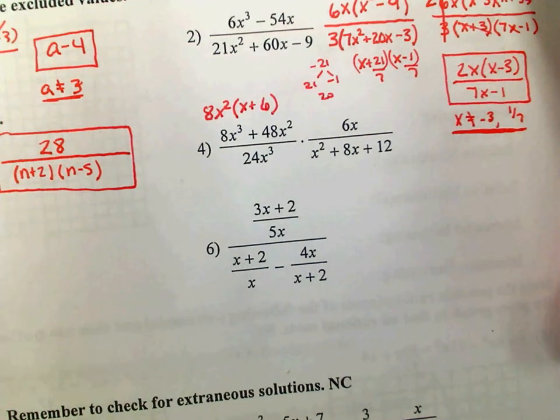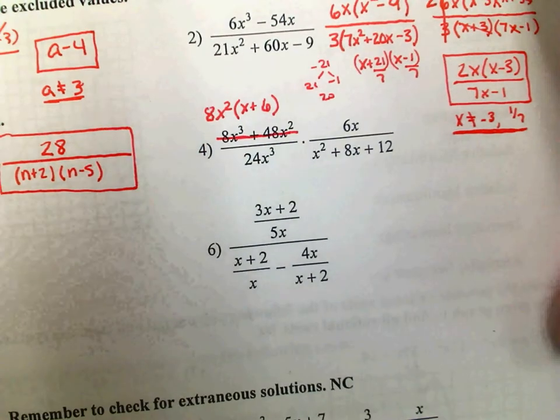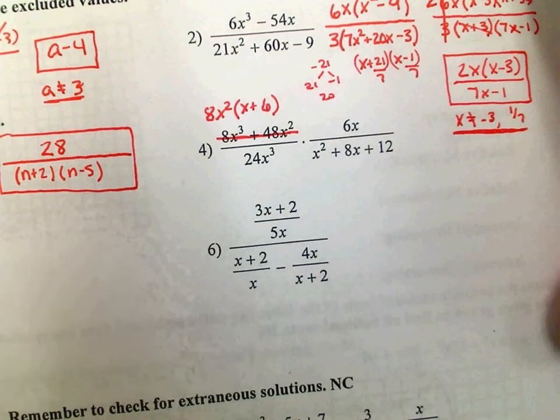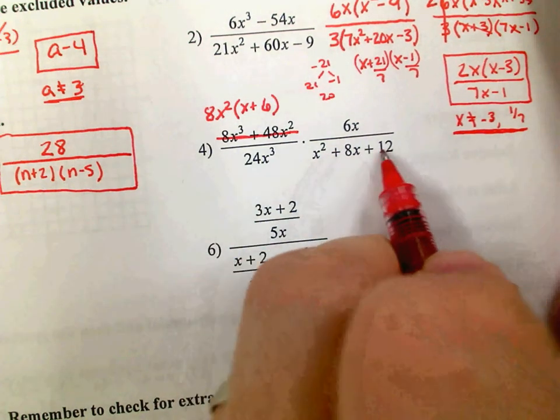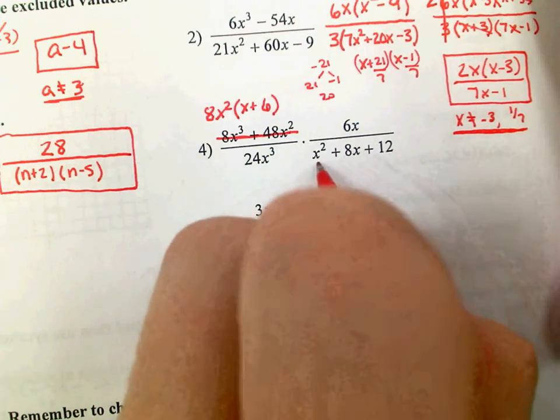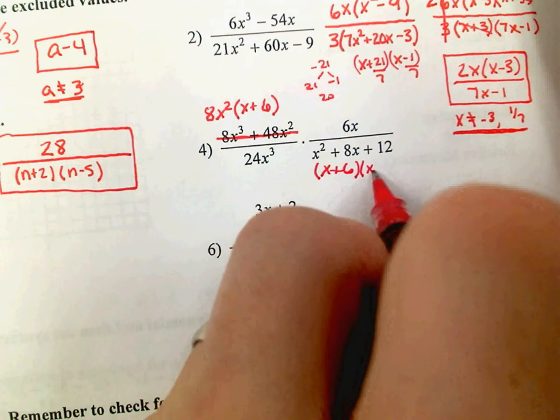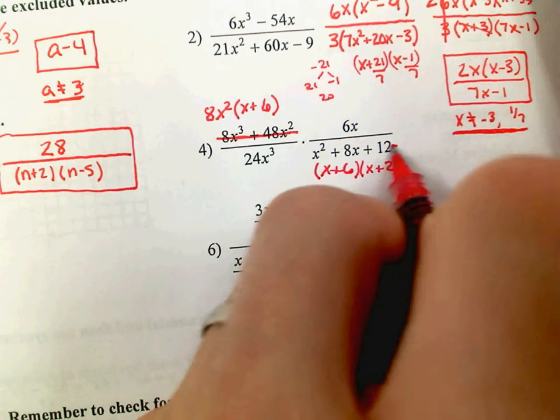Go ahead and mark that out so I don't get confused on what I'm looking at. The top right and the bottom left have nothing that can simplify, but the bottom right can factor as well. So if I factor the bottom right, factors of 12 that add up to 8, that would be 6 and 2. So x plus 6 and x plus 2.